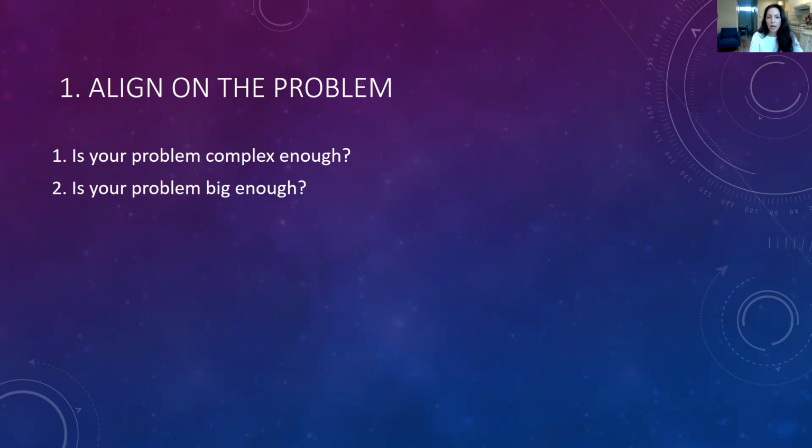Number two that you can ask yourself to evaluate if machine learning is the right way to go is, is your problem big enough? And when I say big here, I mean important. Implementing machine learning is not going to be easy, so you better make sure that the problem that you're trying to solve is worth it.